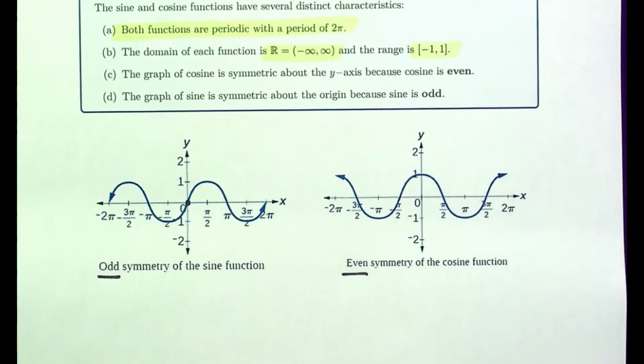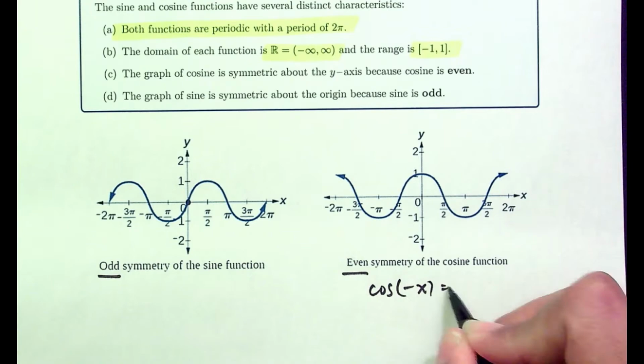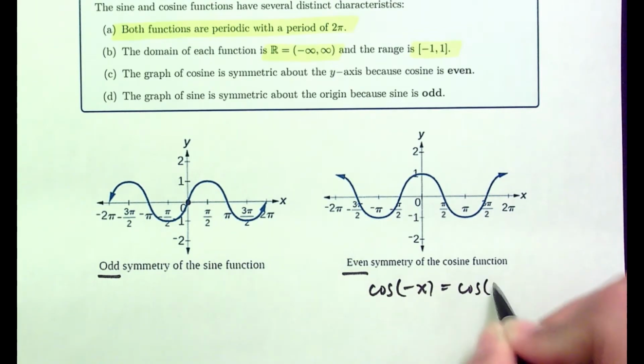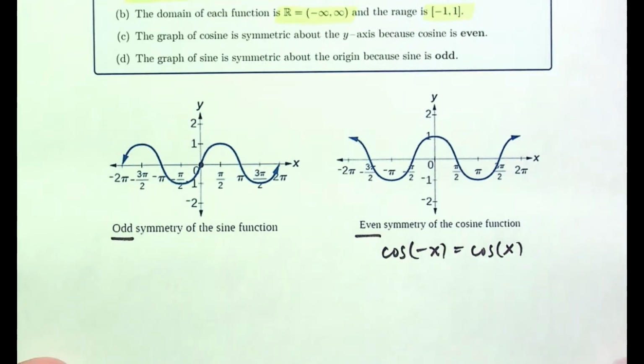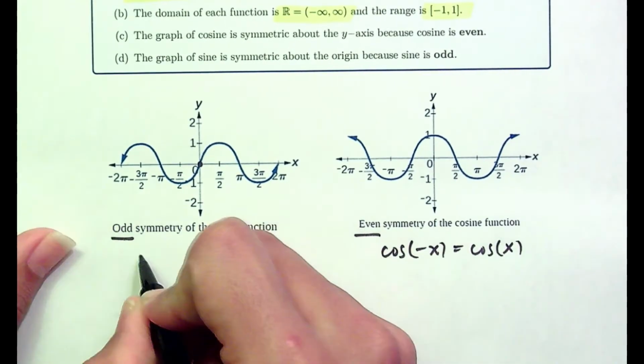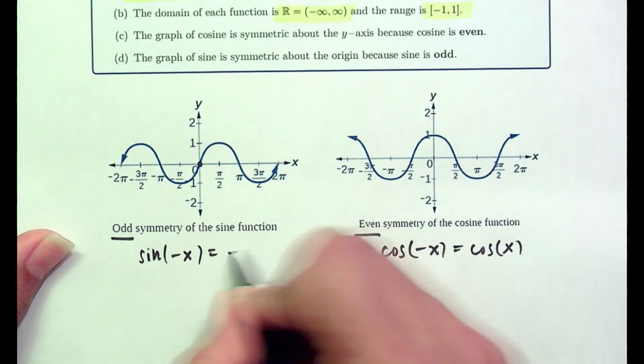Okay, so remember that even means if we plug in a negative, it's the same as that. Cosine of negative x is the same as cosine of x, and odd means that you can push the negative to the front.